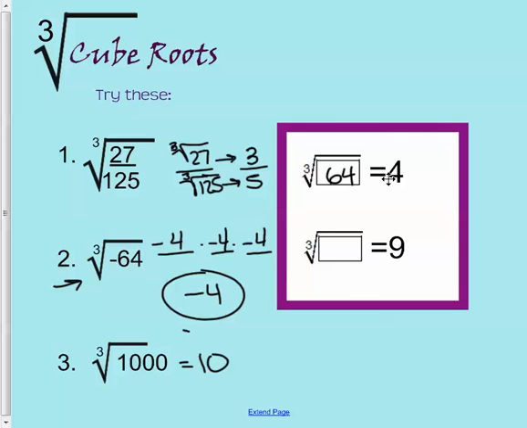positive 64's cube root would be positive 4. Here, we would take 9 times itself 3 times and get 729, and we know that would then be the cube root.